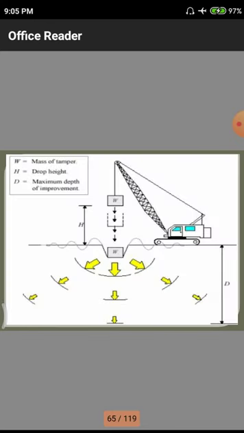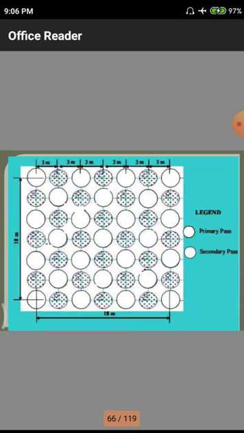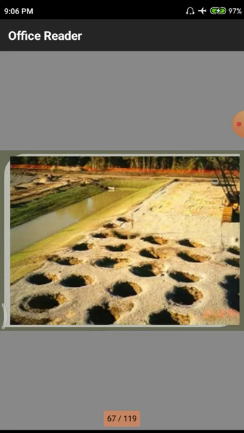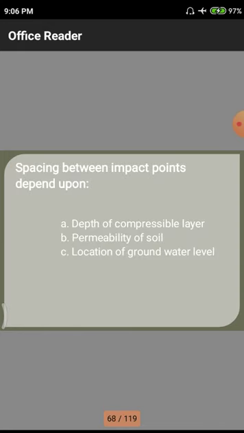This is the load dropping phenomenon in the case of these cranes and others. H and D: H is the dropping height, D is the depth we need to consolidate. These figures show the places we compact at frequent intervals and frequent lines. After the compaction we have these trenches and others. In these trenches we need to fill with some sandy materials. Those are the points influencing the depth of the compressible layers, permeability of the soil and groundwater location.